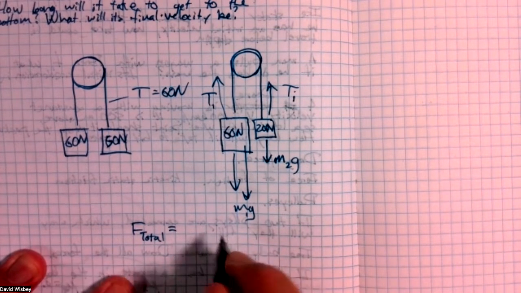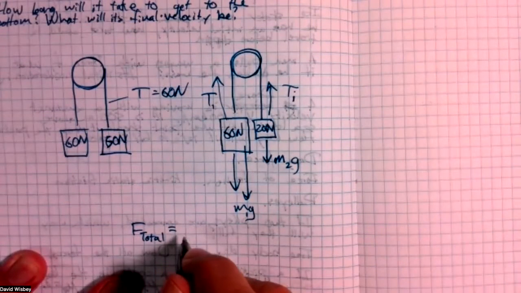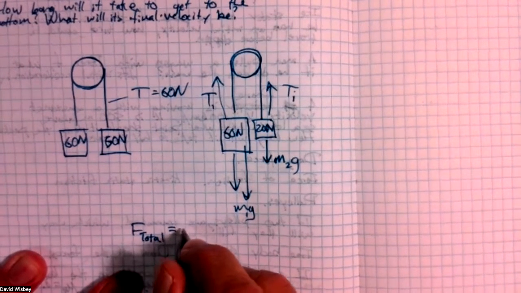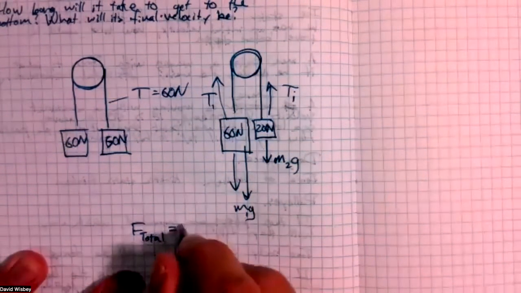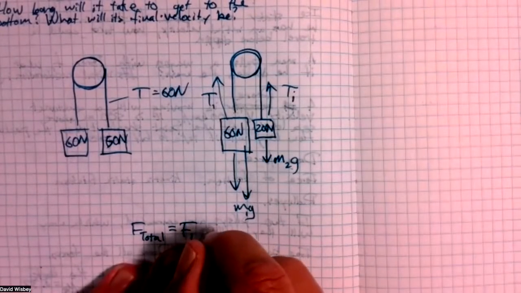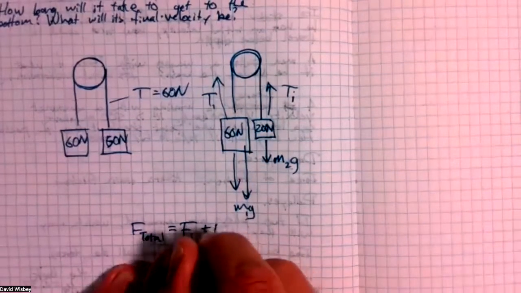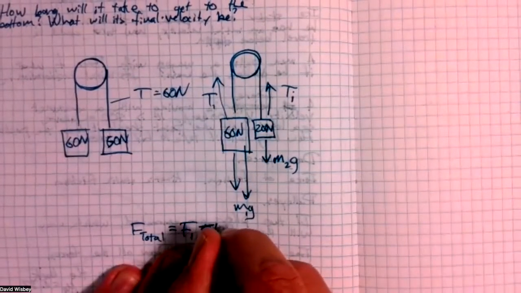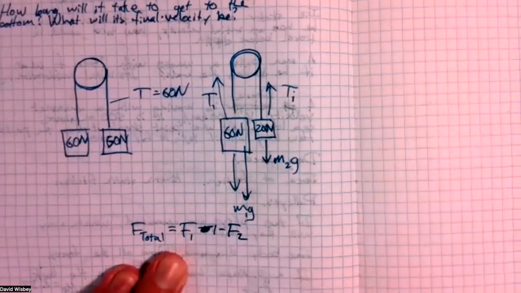Could you do the forces on the first block plus the forces on the second, or minus the forces on the second block? Yes, that's right. So we'd have F1 plus, or minus F2 because it's going the opposite way. So minus F2.